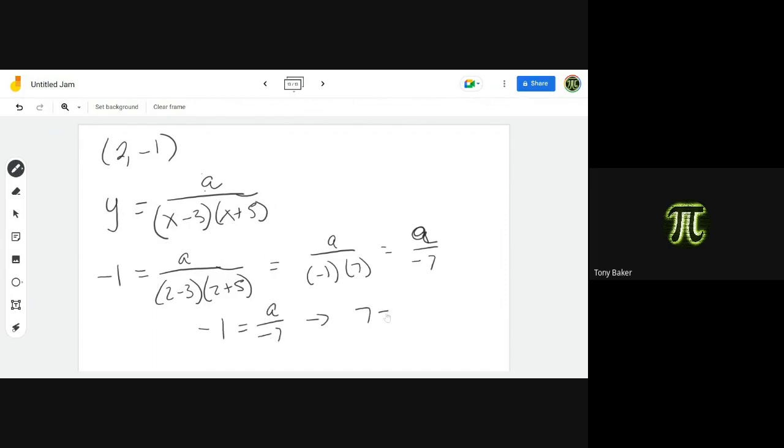So that means a equals 7. So my equation is 7 over x minus 3, x plus 5.